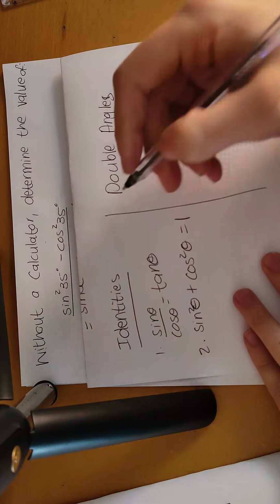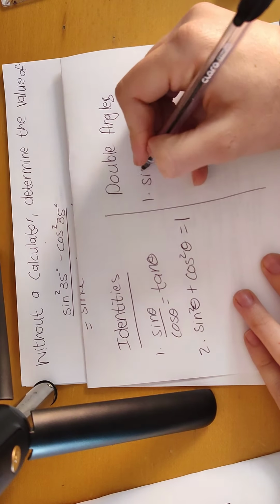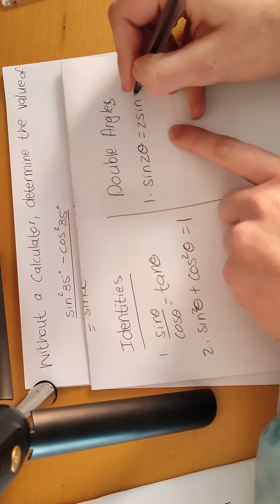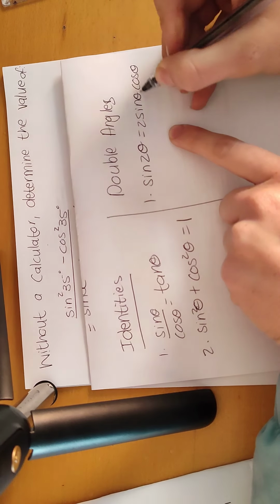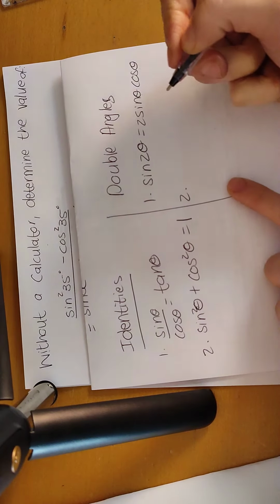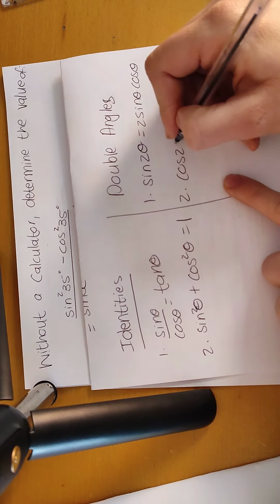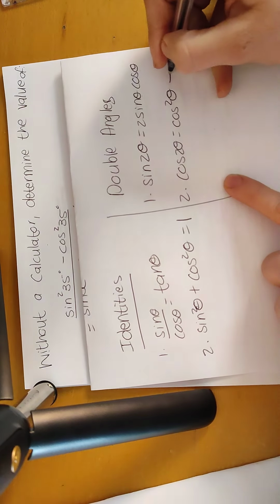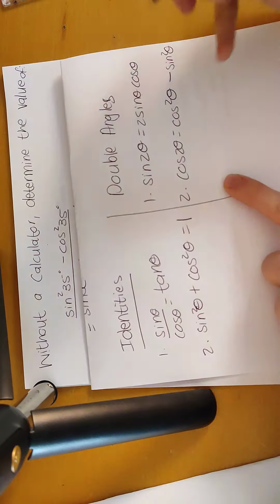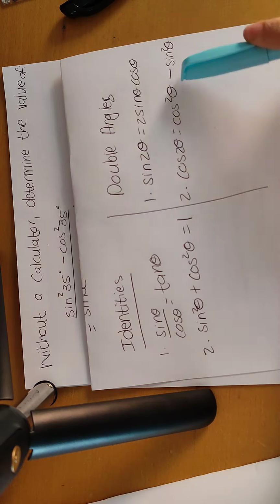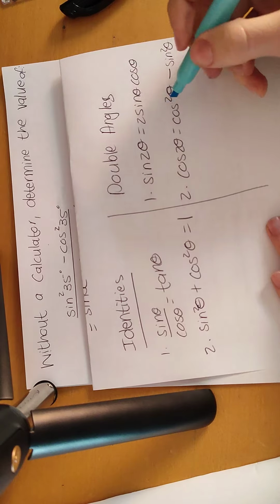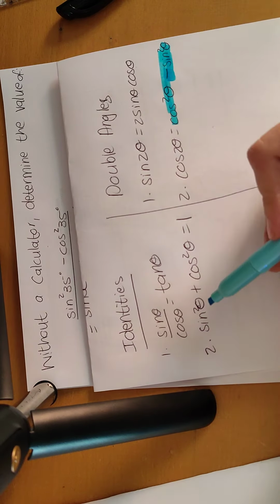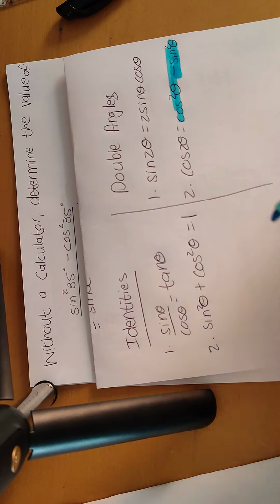Now, the first double angle is sine 2 theta, which we can rewrite as 2 sine theta cosine theta. You see the same angle there. And then secondly, cosine 2 theta is equal to cosine squared theta minus sine squared theta. Now don't get these two confused. Do you guys see that this is cosine squared theta minus sine squared theta? Well, this one is sine squared theta plus cosine squared theta.